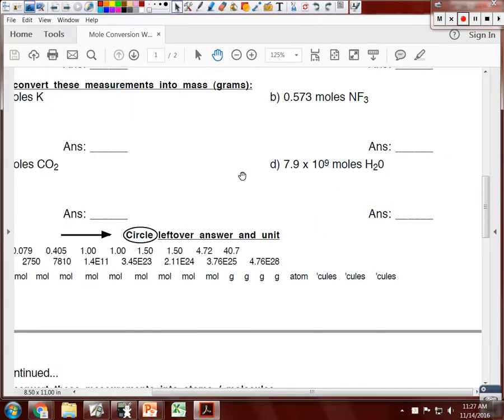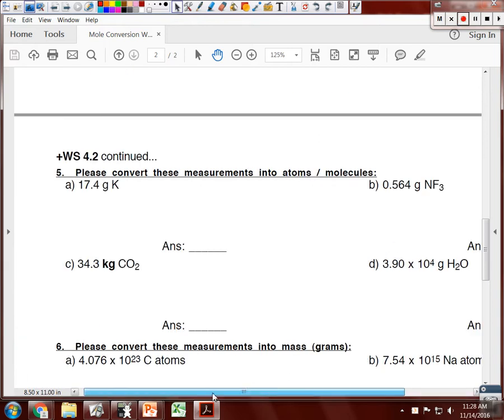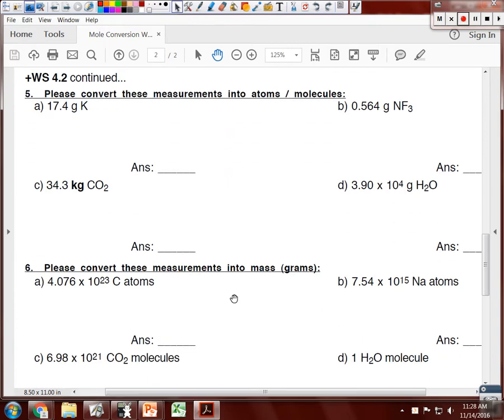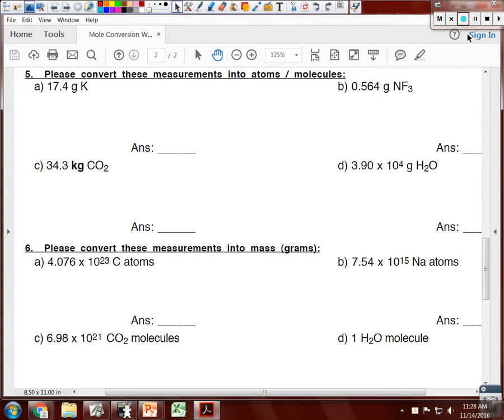All right, if you guys will flip over, let's look at the next set, 5A. So, problem number 5, what's wrong? That's what we're fixing to do. Problem 5 says, please convert these measurements into atoms/molecules. Okay, and then problem A says 17.4 grams of K. What is K? Potassium. Is potassium an atom or a molecule? Atoms. So for the first problem, we're going from grams to atoms.